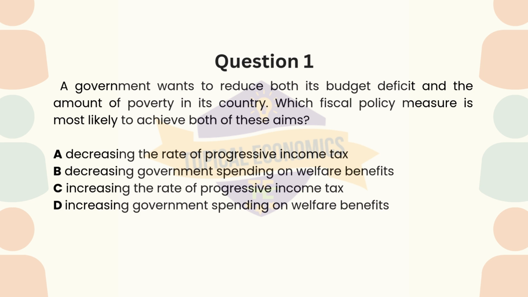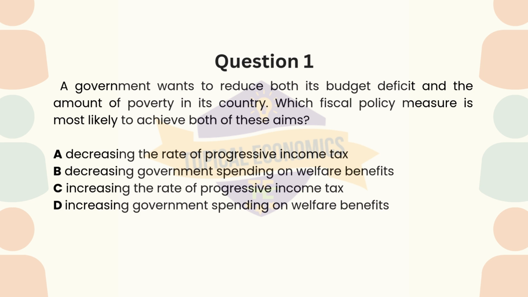So first option, decreasing the rate of progressive income tax. Now this would lower tax revenue, making it harder for the government to reduce the budget deficit, and potentially it would increase poverty as there would be less funding for welfare. So this option is incorrect for this question. Coming to option B, decreasing government spending on welfare benefits. Now cutting welfare benefits would directly harm those in poverty, thereby worsening their situation and not effectively addressing the deficit. So again, this looks incorrect.